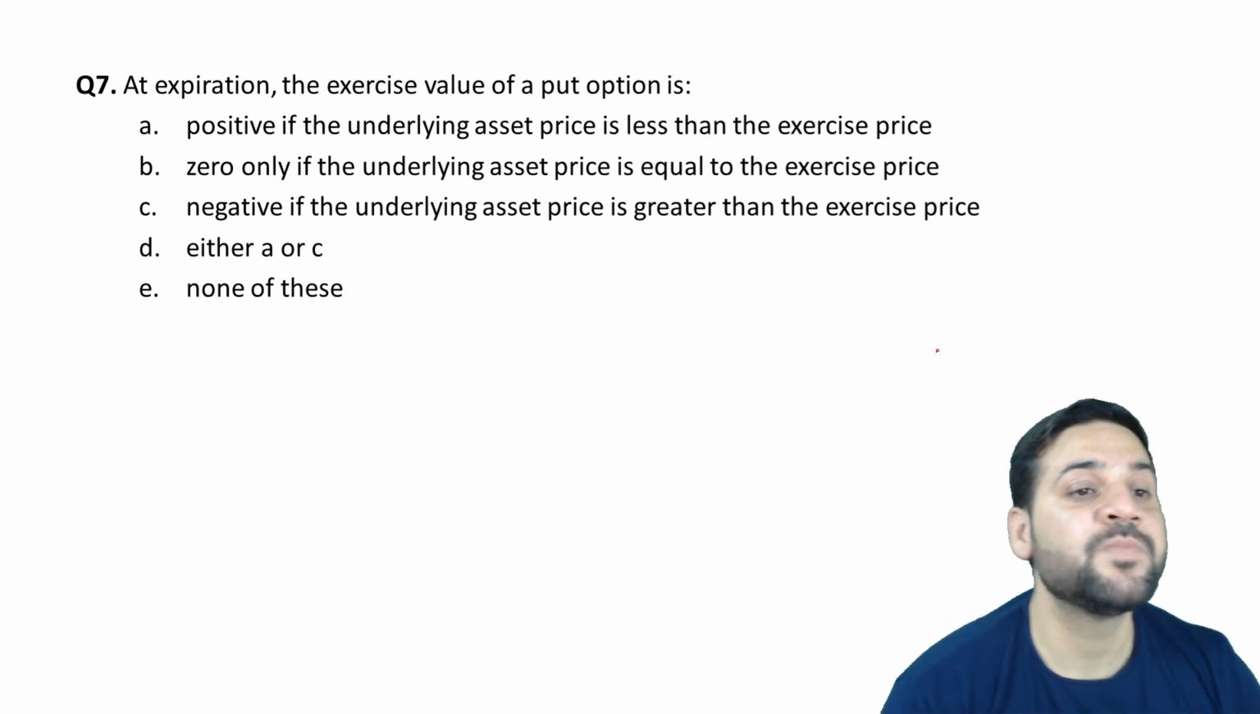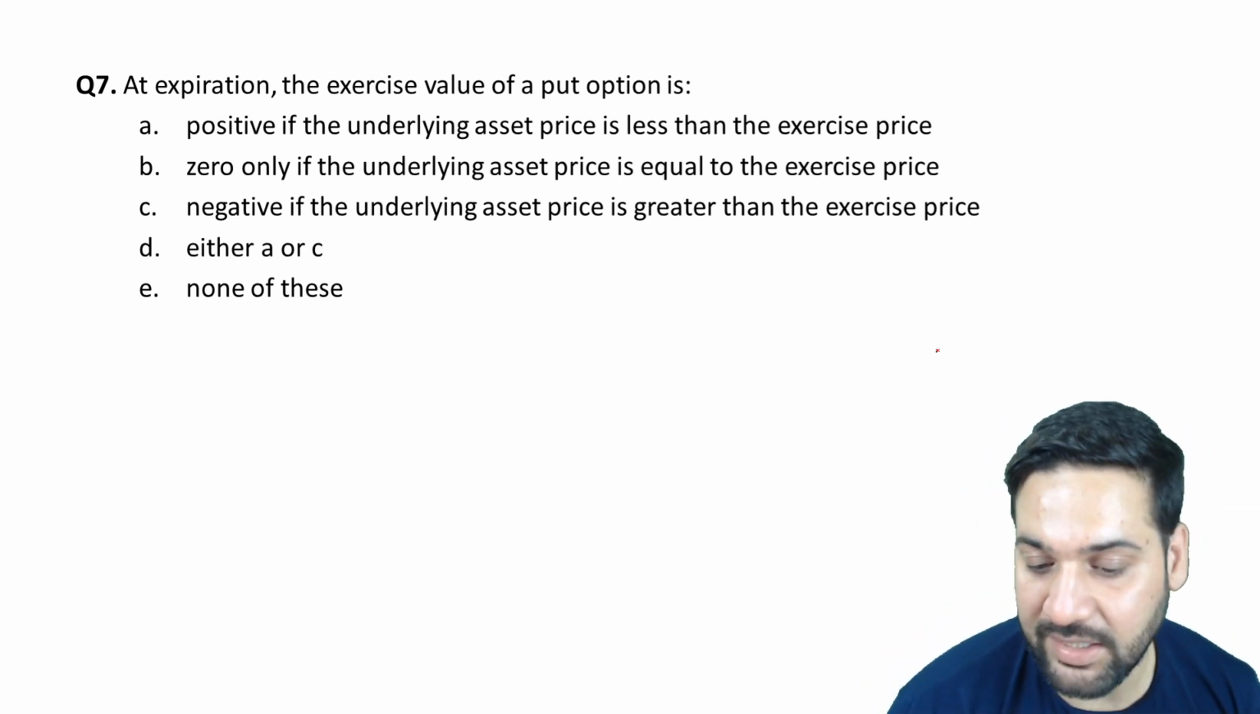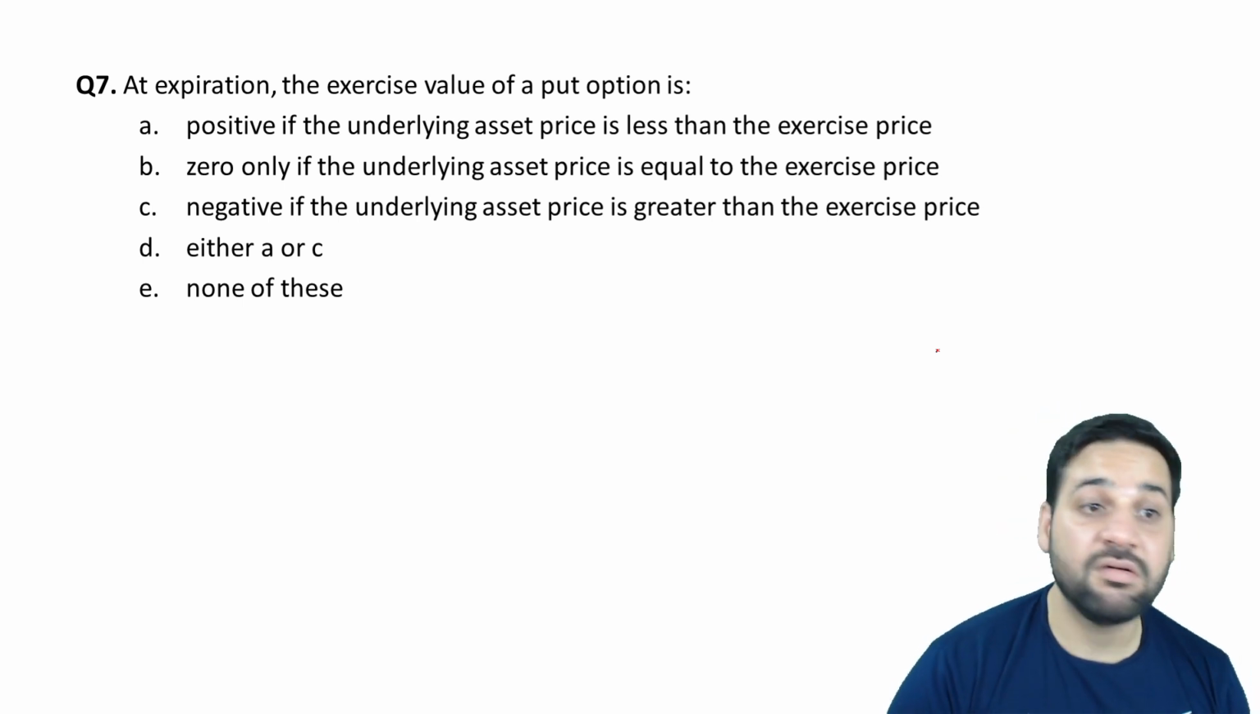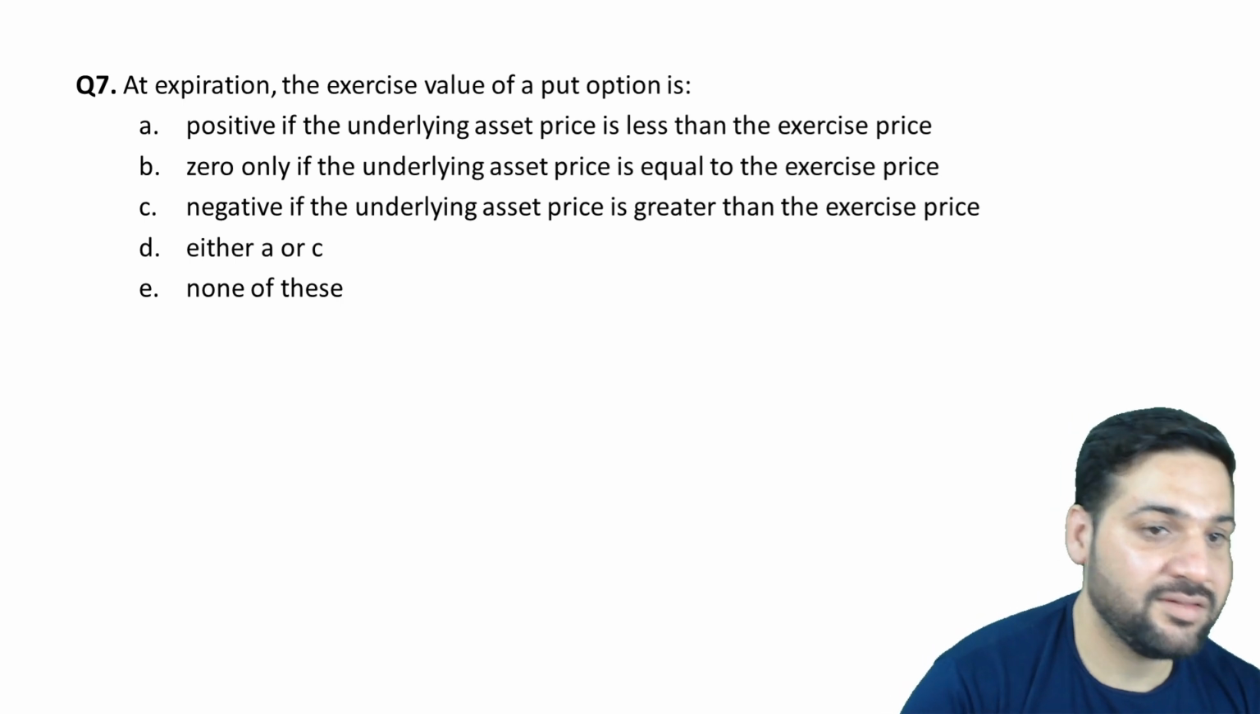First, derivatives. So at expiration, the exercise value of a put option is what? Give me the correct answer. Anybody? Somebody is giving me 0. No, the exercise value is not that. A is the correct answer.